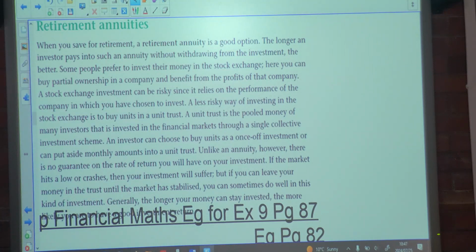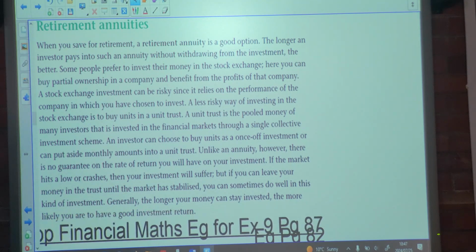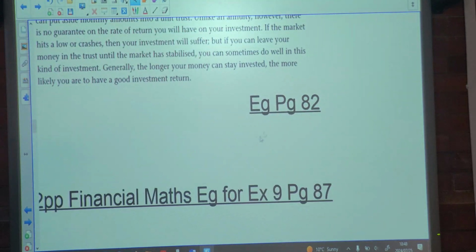The stock exchange investment can be risky since it relies on the performance of the company in which you have chosen to invest. A less risky way of investing in the stock exchange is to buy units in a unit trust. The unit trust is pooled money of many investors invested in the financial markets through a single collective investment scheme. So they're giving you different ways of doing this. If I had a lot of money, which I don't, I would probably buy property. Property is a better return in today's trading. And considering our market in South Africa, Cape Town namely, we will get a good return on property at this point.